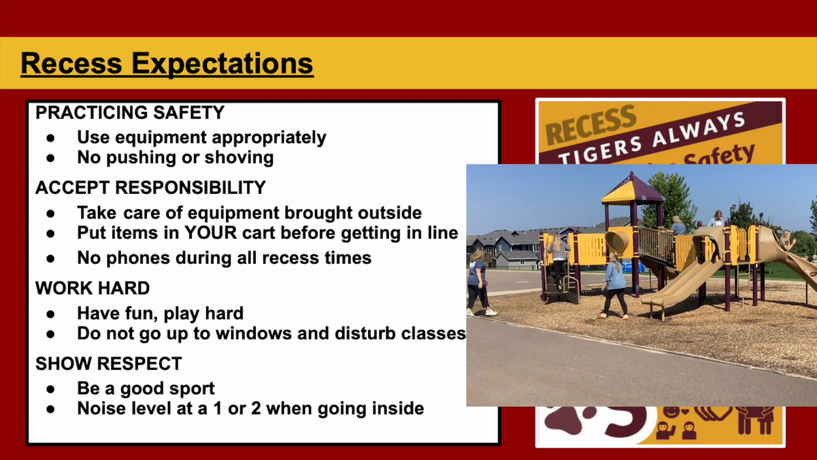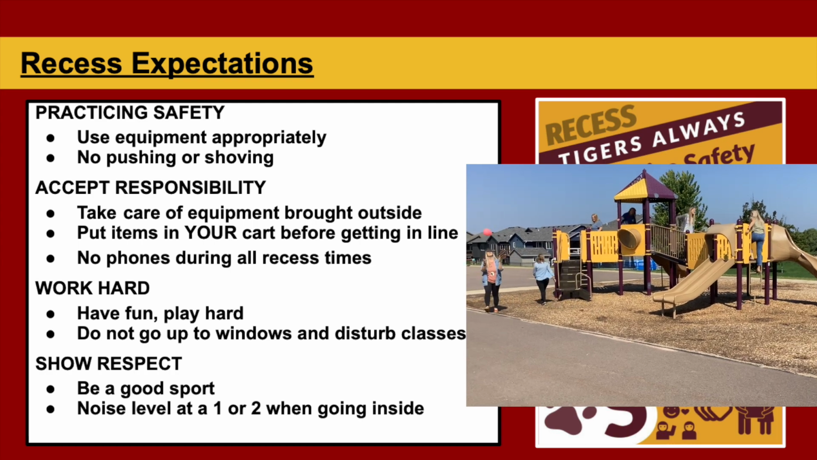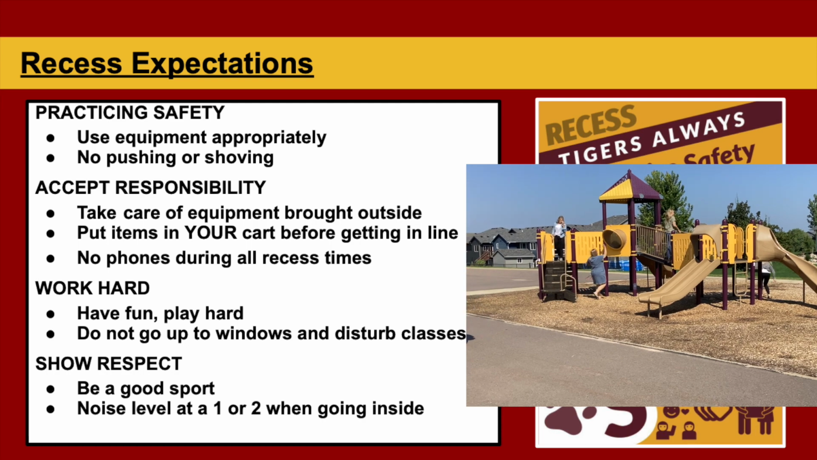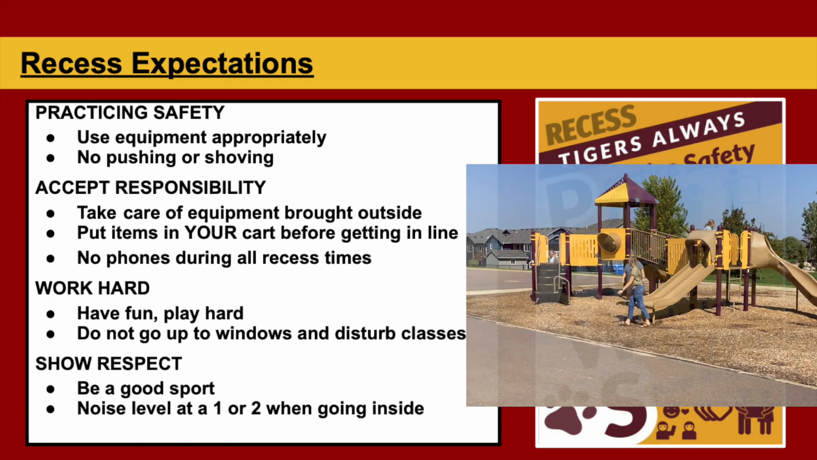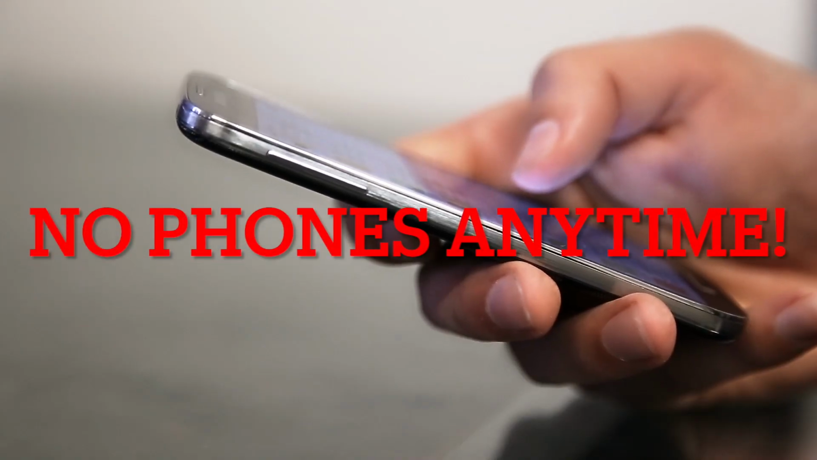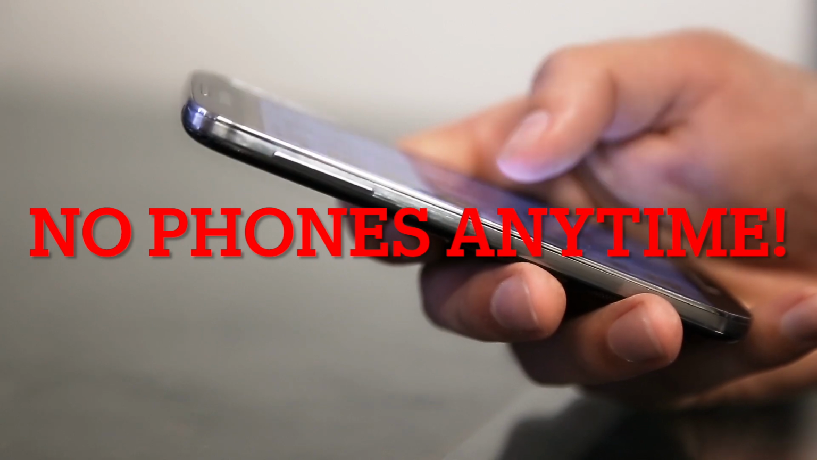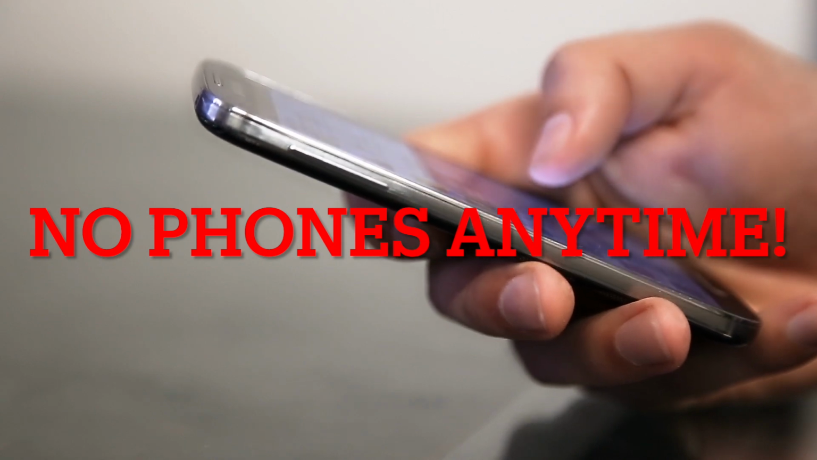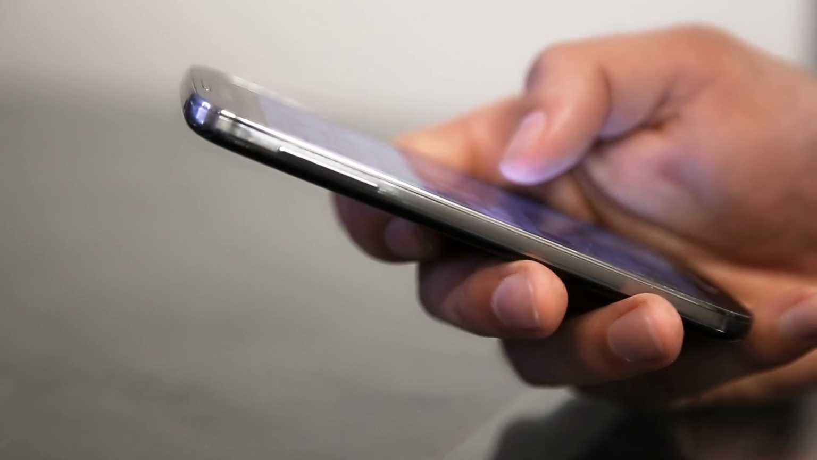Now this is a much better example of practicing safety, using equipment correctly, being kind, not pushing and shoving, having fun, playing hard, and not going up to the school or hurting any of the equipment. One brand new spanking pause expectation is that there will be no phones allowed at any time. Before school recess, inside recess, absolutely no phones allowed at school. So put those things away.